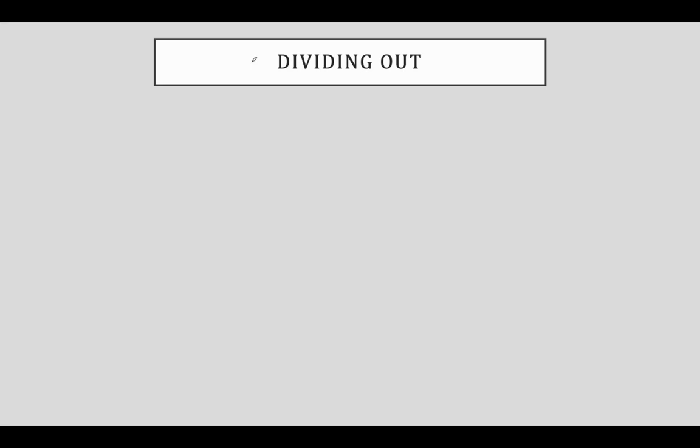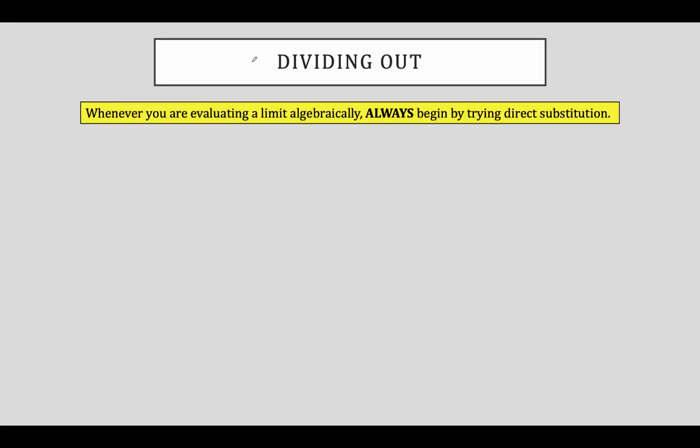Our next technique for evaluating limits algebraically is dividing out. Now, as we said before, whenever you are evaluating a limit algebraically, always begin by trying direct substitution. Again, always begin by trying direct substitution. And if direct substitution gives you a real number, that is your solution.